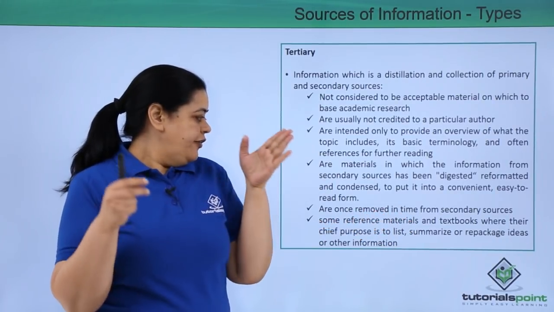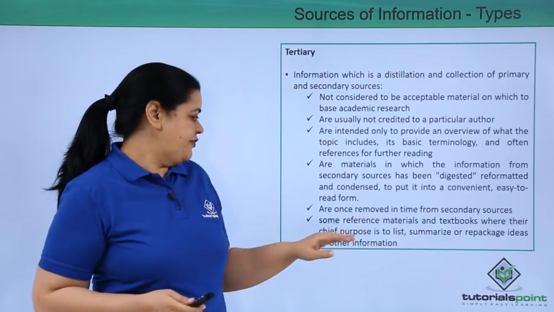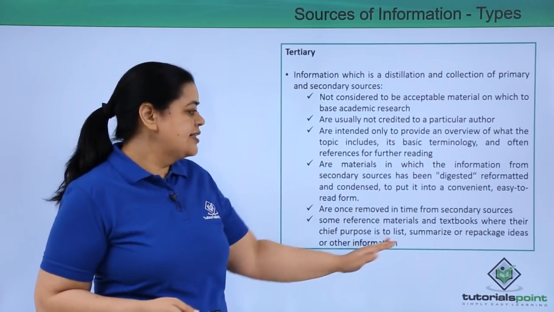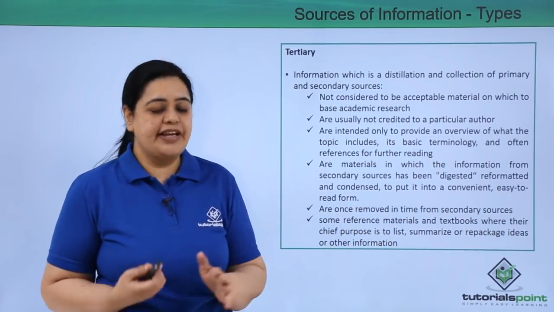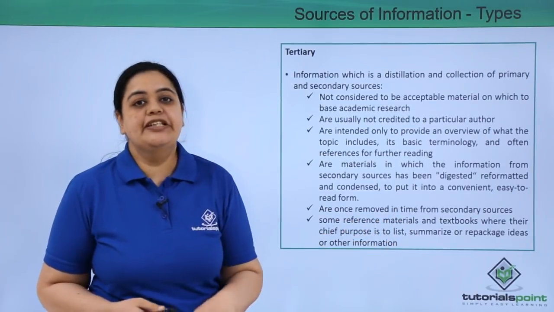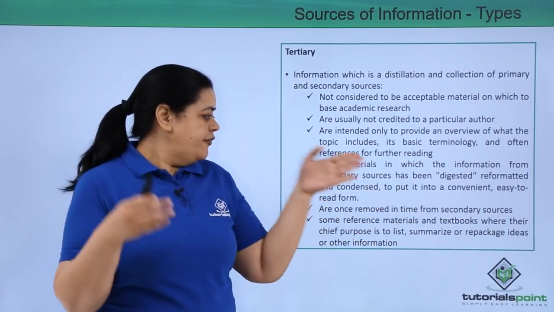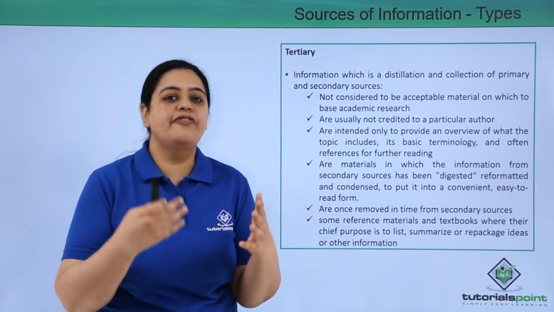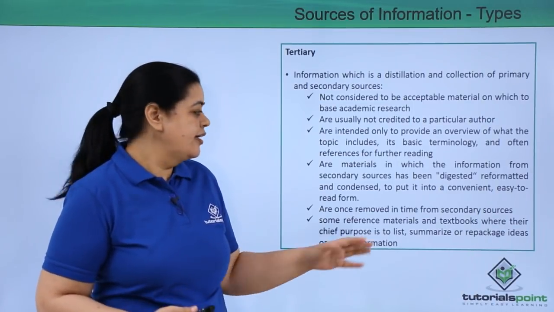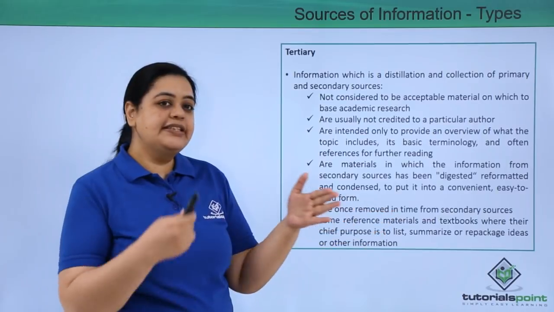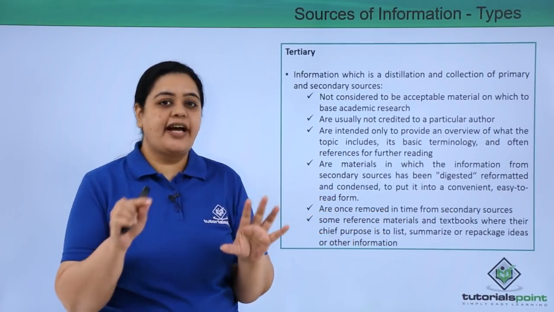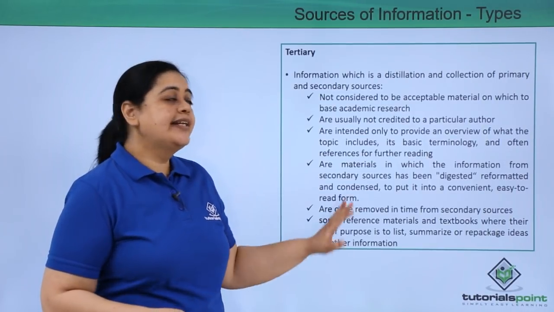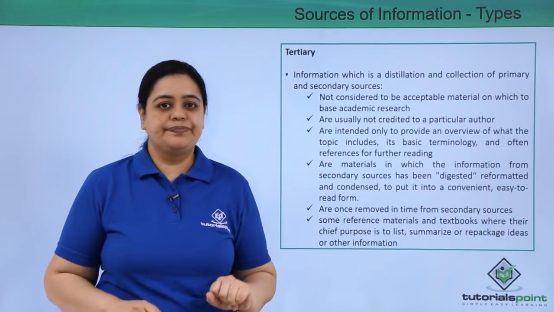Now, they are once removed in time from the secondary source of information. Some reference materials and textbooks, where their chief purpose is to list, summarize or repackage ideas or others' information. So basically, what does this mean? Tertiary information would be removed from the secondary source of information most often, and this is mostly in the form of reference material provided in a textbook, where the chief purpose is generally to summarize or repackage the ideas. So where I have to just give the reference, I need to just repackage it, then I am providing tertiary information.